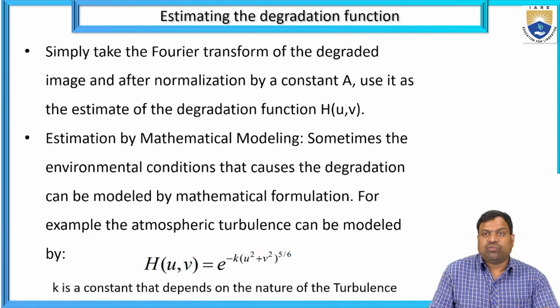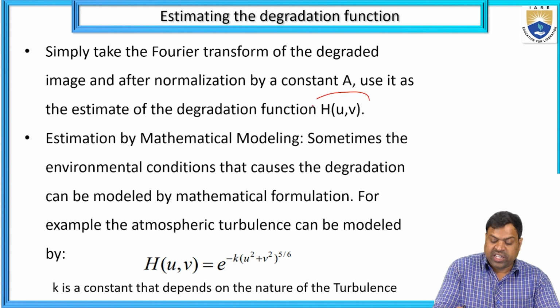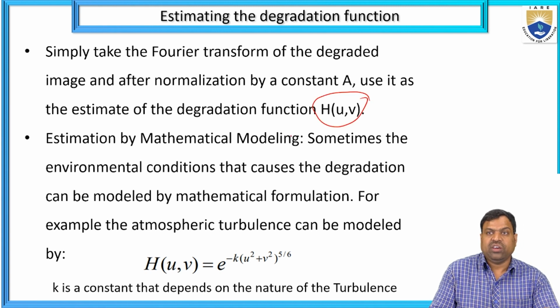Simply we are taking the Fourier transform of the degraded image and after normalization by the constant A, we use it as the estimation of the degradation function H of u, v. So the constant value A is the normalization constant for the degraded image.